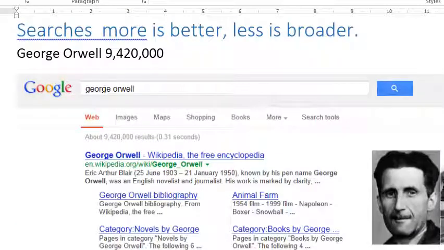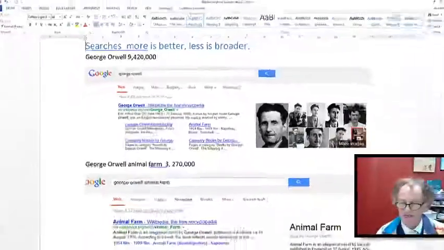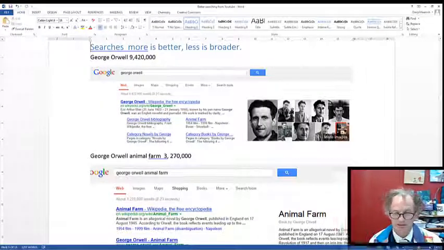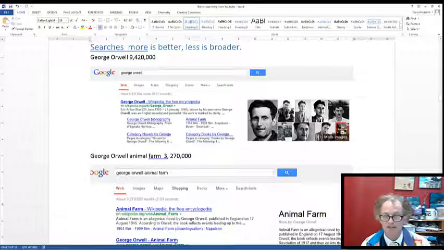If you now tried to be a little bit more specific, okay, have a few more words in the search, such as George Orwell Animal Farm, you only come up with about a third of those search results, about 3 million now based on Animal Farm. So here you can see, if you can be a little bit more specific and use a few more keywords, it is better than just an overall George Orwell.